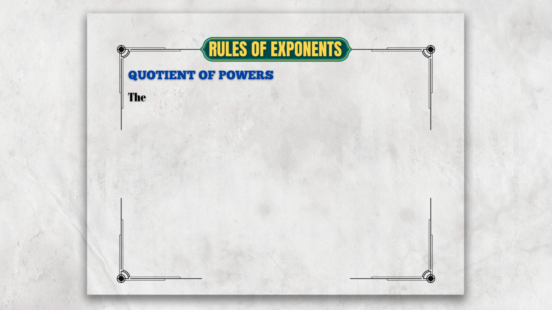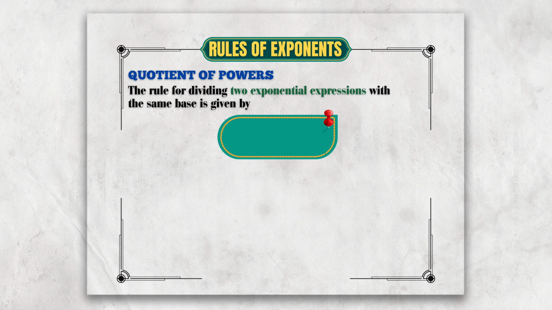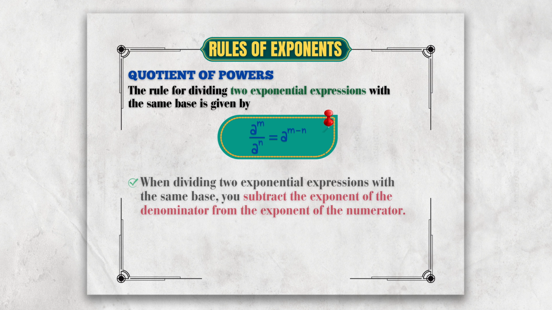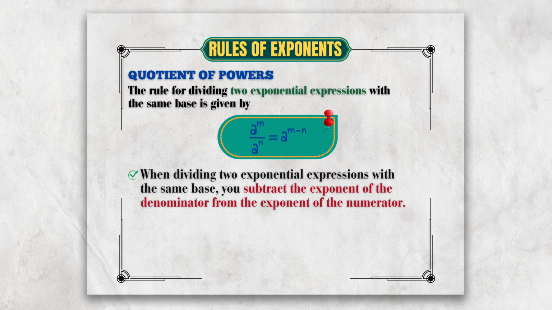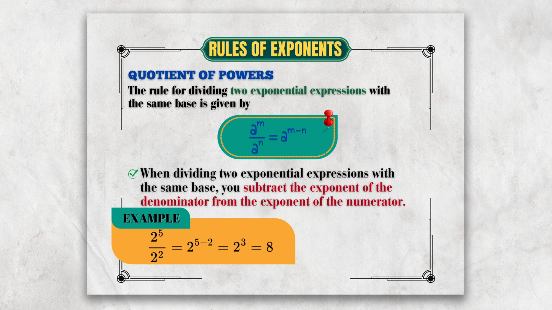Next, we have the quotient of powers rule. It states that a to the power m divided by a to the power n equals a to the power m minus n. In other words, when dividing two exponential expressions with the same base, you subtract the exponent of the denominator from the exponent of the numerator. Here are some examples.